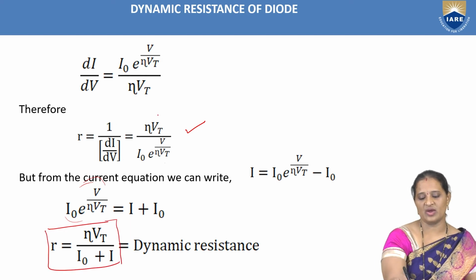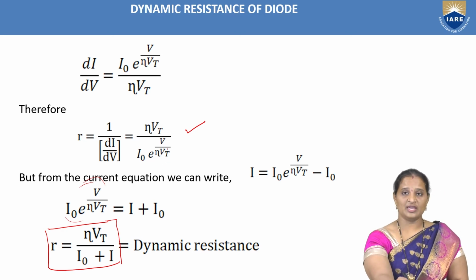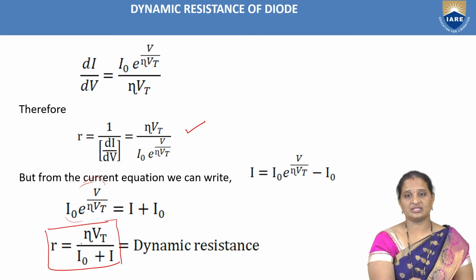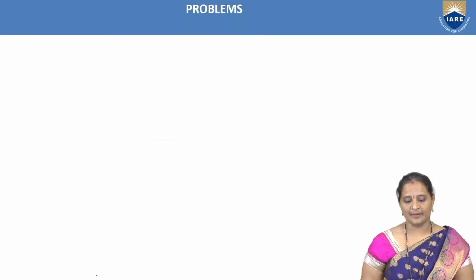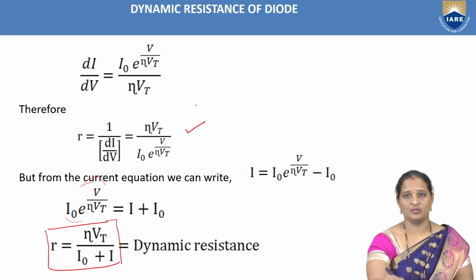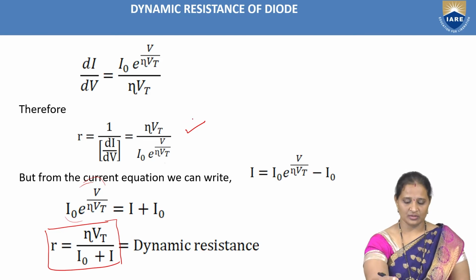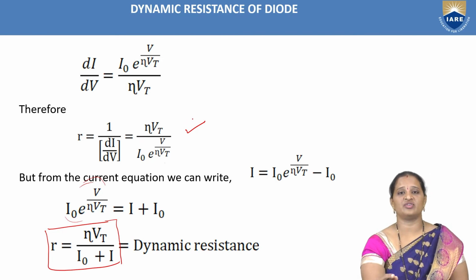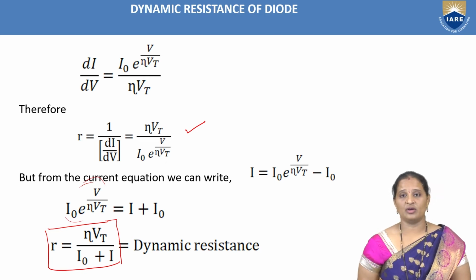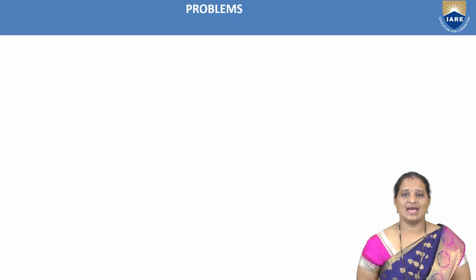One equation is eta Vt by I naught e power V by eta into Vt, and the other equation is eta Vt by I naught plus I. These are the two equations. We can use either of these two to calculate the dynamic resistance of a PN junction diode. These are the formulas that we have to remember when we are going to solve some numericals on the diode current equation. So let us have a look into the problems.